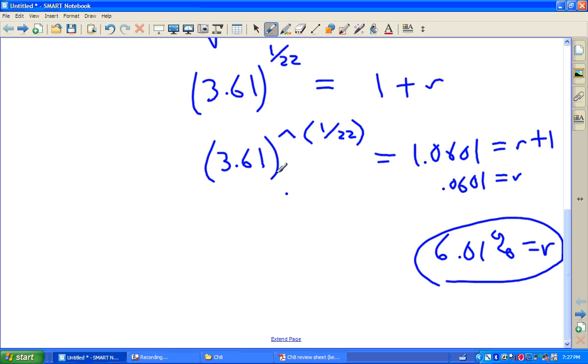Usually we express these as percentages, so there you go. Again, 3.61 to the 1 over 22nd power. If you don't know how to do that on your calculator, I believe I'm getting 1.0601. Subtract 1 from here, subtract 1 from here, and you get 0.0601 as R. Move the decimal twice, and there's your percentage. Hope that helps.